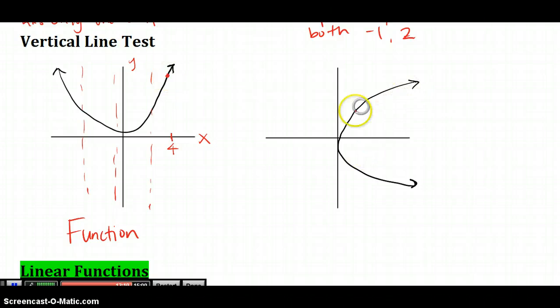If we were looking at something like this, a sideways parabola, if I do the same thing and I draw vertical lines, you see how it touches at 2 different points? Same reason, let's say if this was 4 again, 4 now has 2 y values, a positive one and a negative one. So now it is not a function.